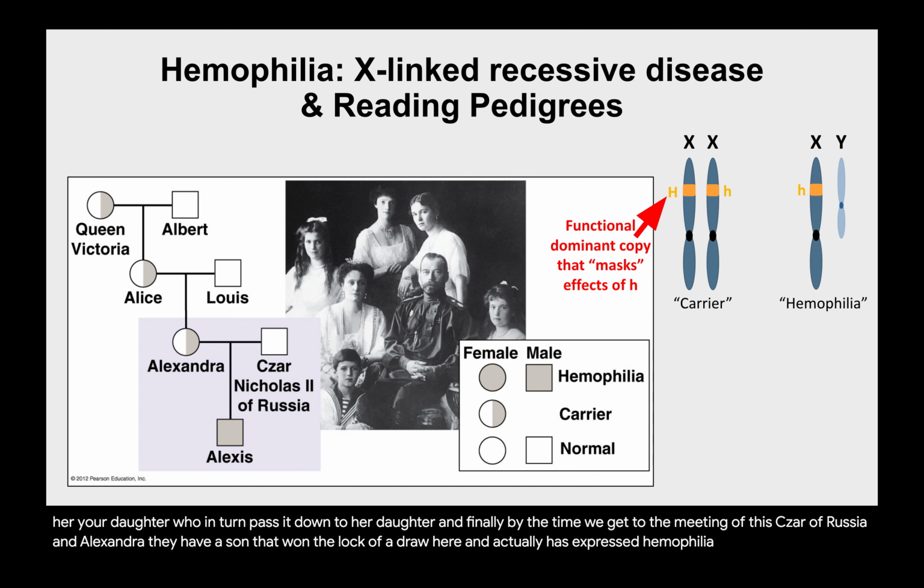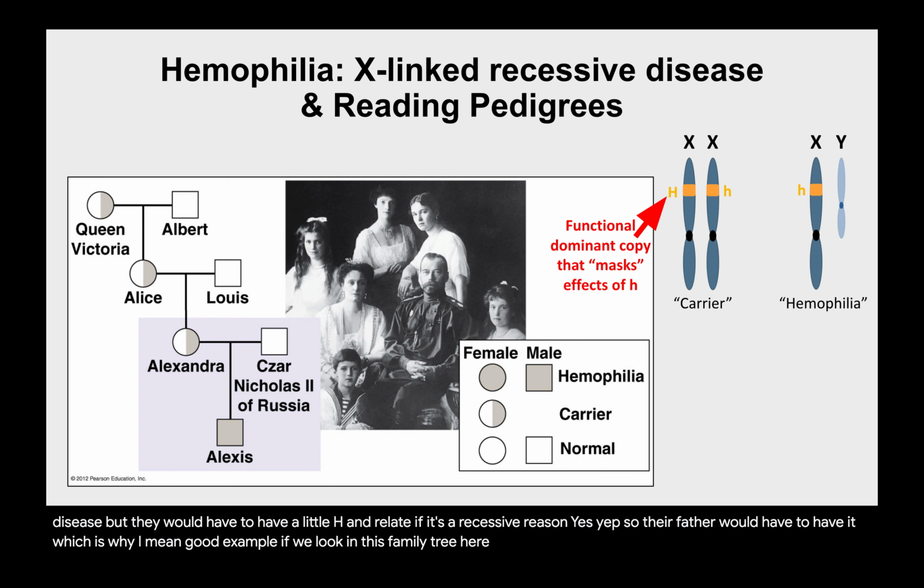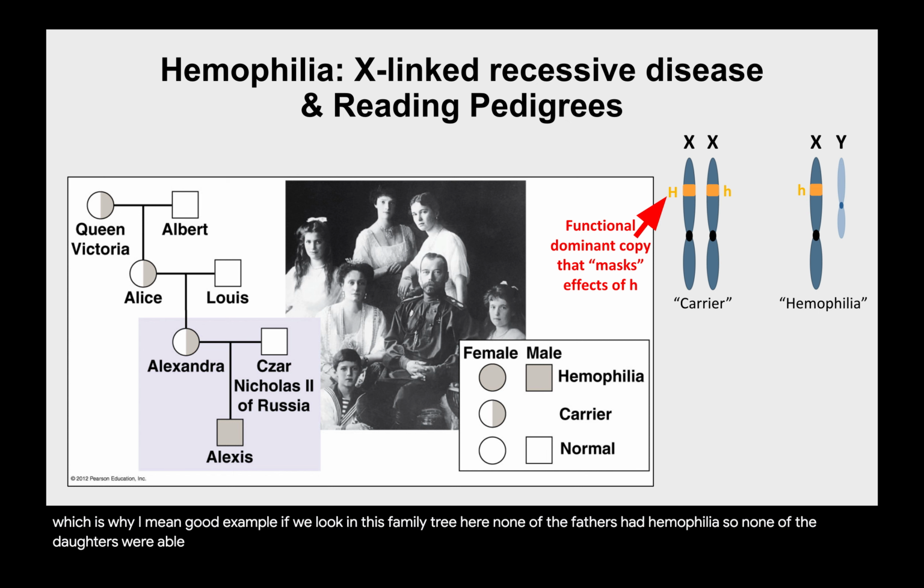So females could have hemophilia, or any X-linked disease, but they would have to have little h and little h if it's a recessive disease. Their father would have to have it, which is why, if we look at this family tree, none of the fathers had hemophilia, so none of the daughters were able to have it, because you'd have to have two recessive alleles, and in this combination, you only have one. But males could have it because males only have one X chromosome, so it's easier to be expressed in males.